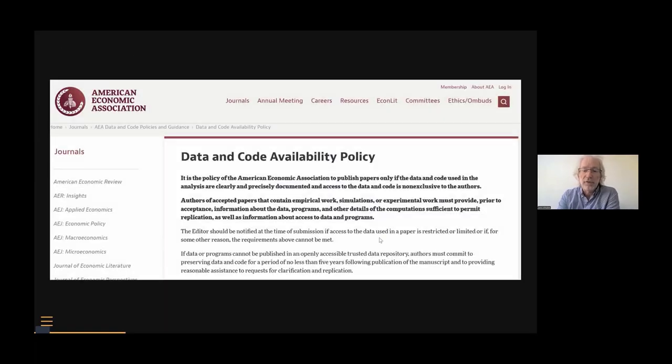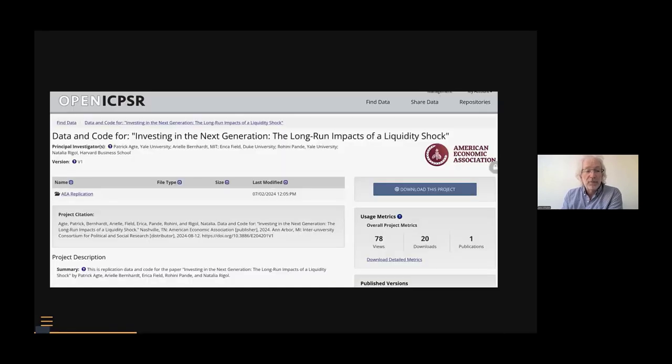So this is the policy. The key elements of it are that you have to provide all of the code that you use to create the results that are in your paper, and you have to describe how others can access the data. You should also describe how you accessed the data, which includes scenarios where the data might be restricted access or of limited availability or other things like that. So you must describe how you accessed the data in the first place.